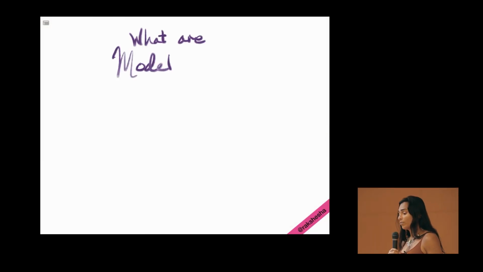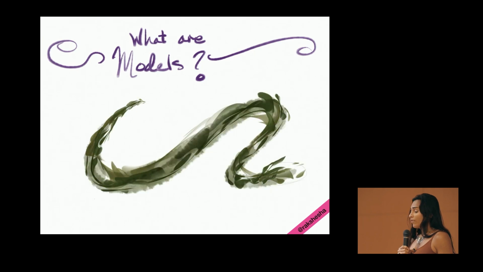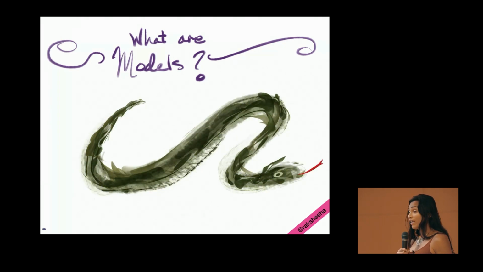So now that we've gone over what tools we can use to create models, it's probably worth talking about what models are exactly. Like, what are machine learning models? So say we have a phenomena in the world. That phenomena is going to be this snake. So a model is a way of understanding it. They are versions of the world that have been simplified.